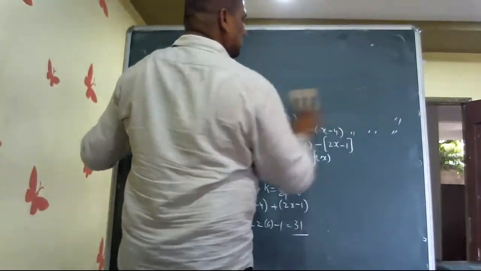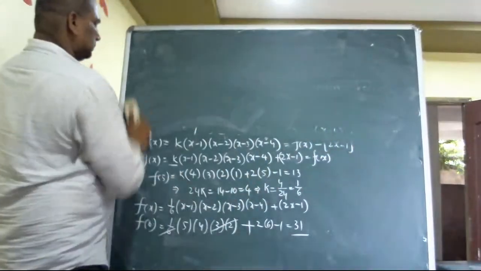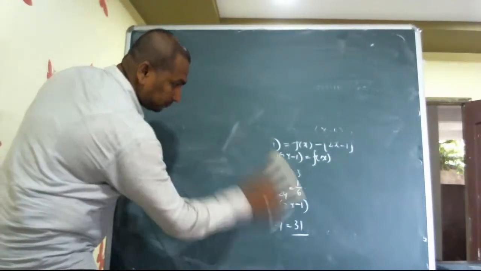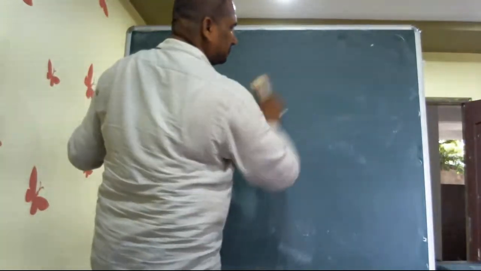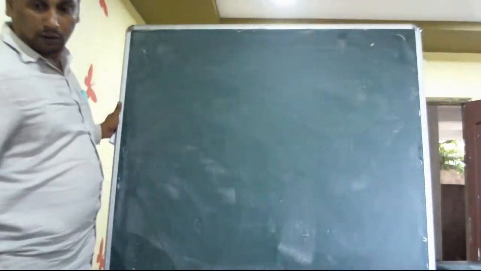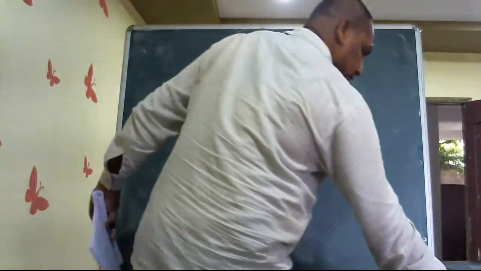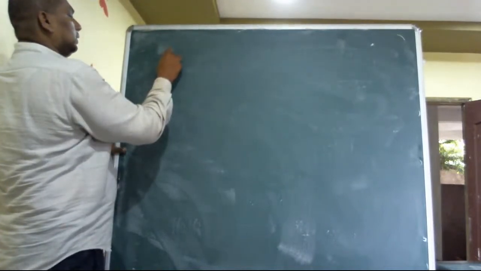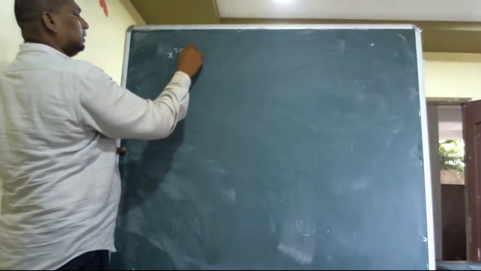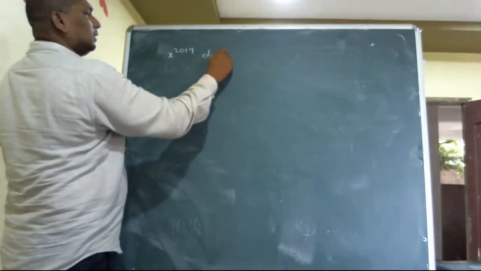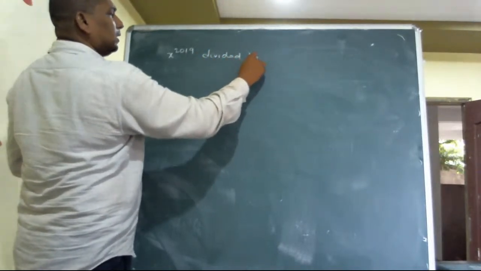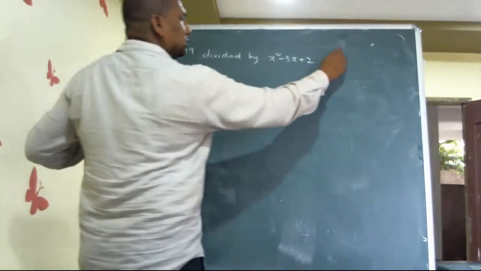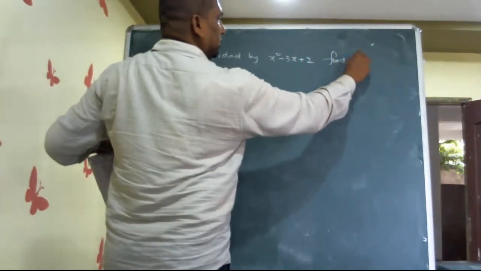What's the next question? x power 2019 divided by x square minus 3x plus 2. Find the remainder.